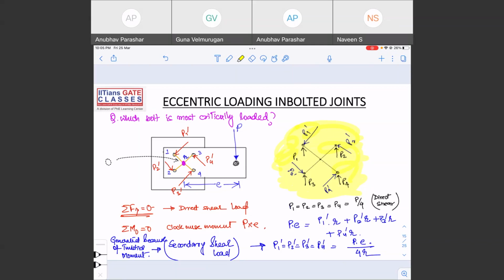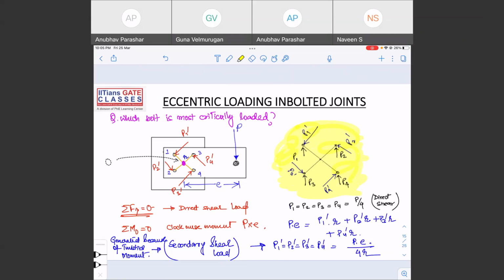A lot of questions are hidden inside this topic. First of all, questions about direct shear, questions about indirect shear, right? There is a secondary shear. Questions about most critically loaded, and even a simple numerical question may be asked. Like, you might be given this figure, you might be given a load P of say 50 kilonewton, and the size of the bolts. What is the direct shear load on bolt one? Or we can be asked, what is the indirect shear load in bolt one? Similar kinds of questions might be asked, right?